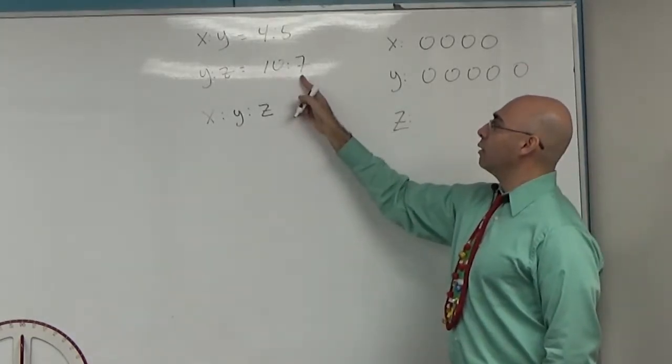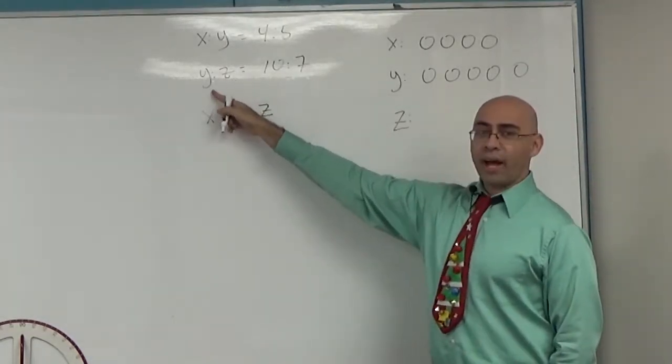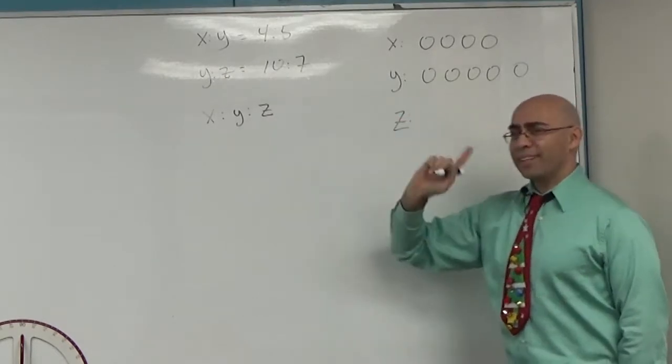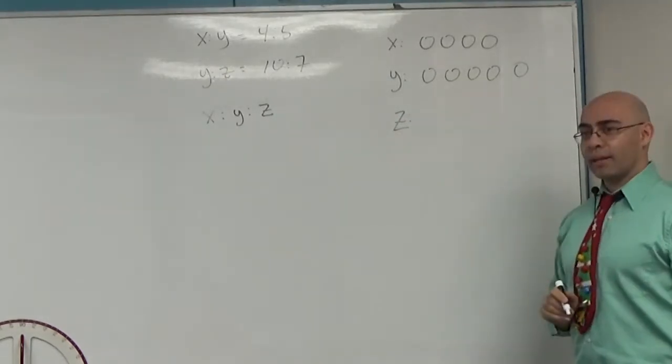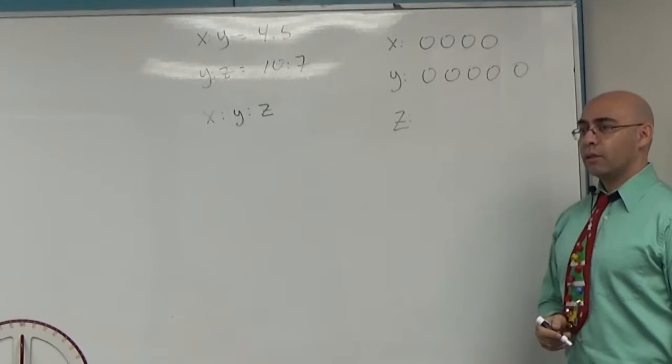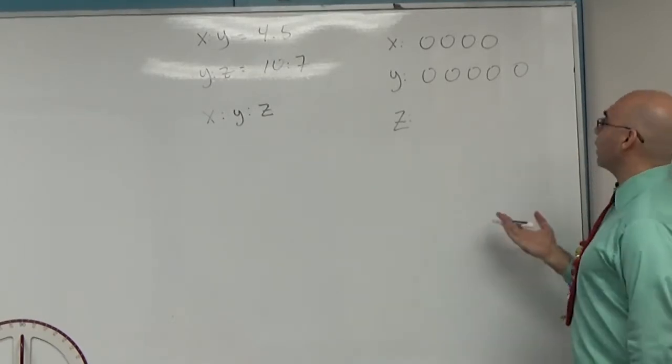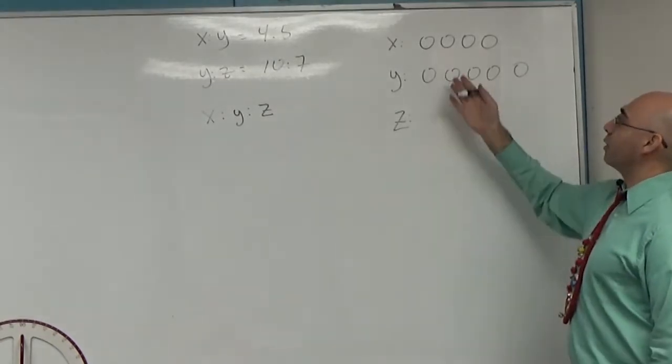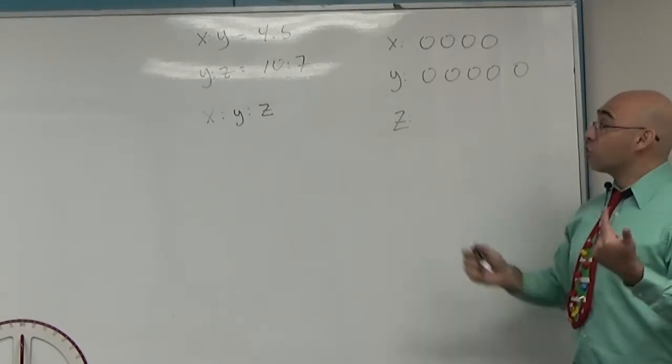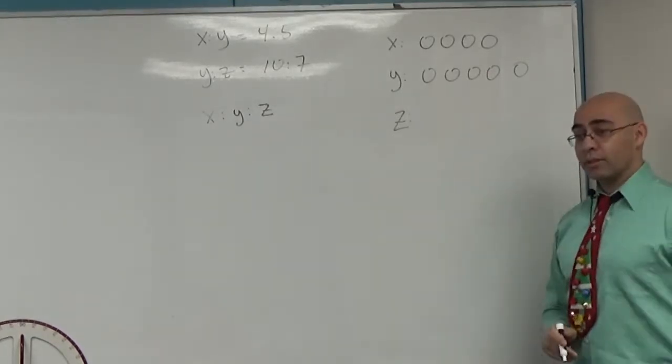Now let's look at z. Z is 7. But wait a second. What is y? 10. Wait a minute, we didn't say y was 10. We said y was 5. So how is it? Well, you can't add these two. You can't change it, because y has to be 5 circles.